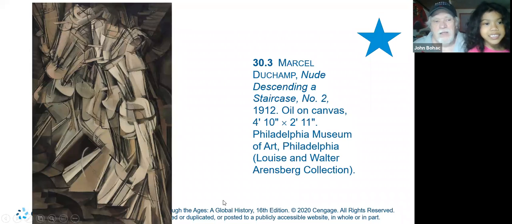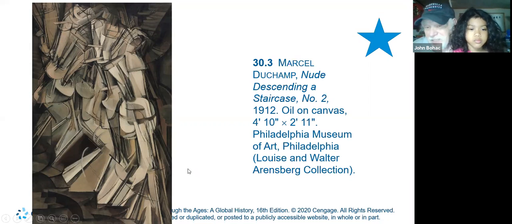What is this? Well, this is called Nude Descending a Staircase, and it's by Marcel Duchamp. He's the guy that did the urinal. He's the guy that did the Mona Lisa with the mustache and goatee.